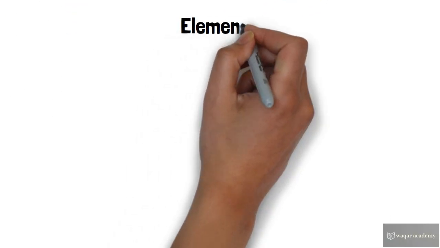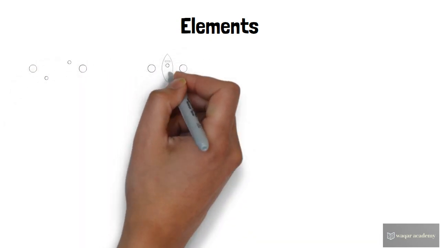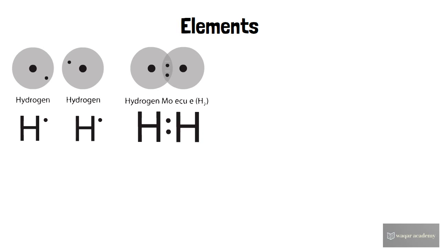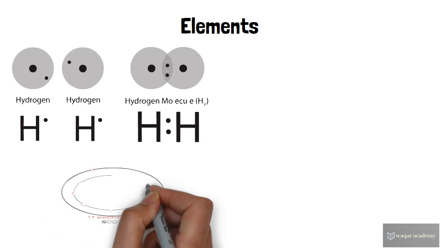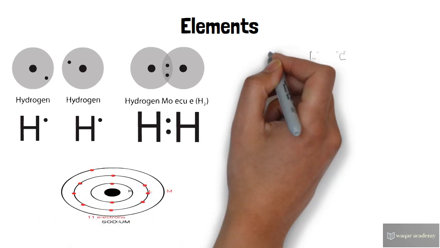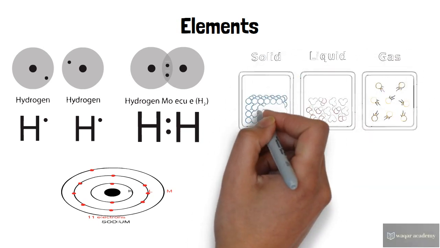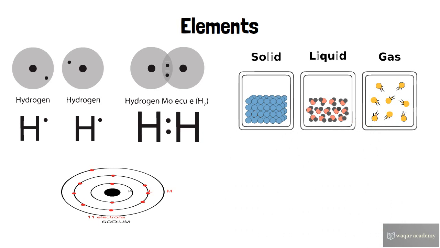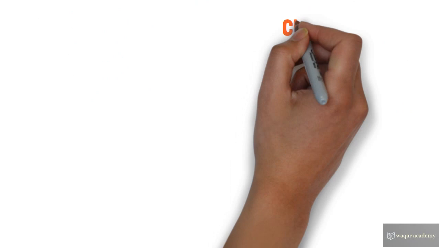Elements. Definition. Elements are substances made up of identical atoms, each having the same atomic number. Elements cannot be broken down into simpler substances by ordinary chemical means. They have specific properties unique to their type of atoms. Occurrence. Elements can occur in nature in various physical states: solid, liquid, or gas. For example, sodium and copper are solids, while nitrogen and oxygen are gases.